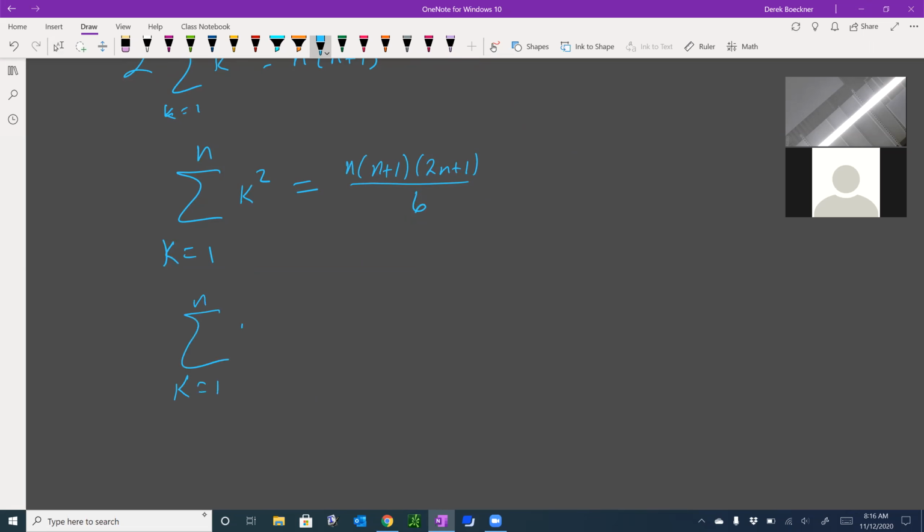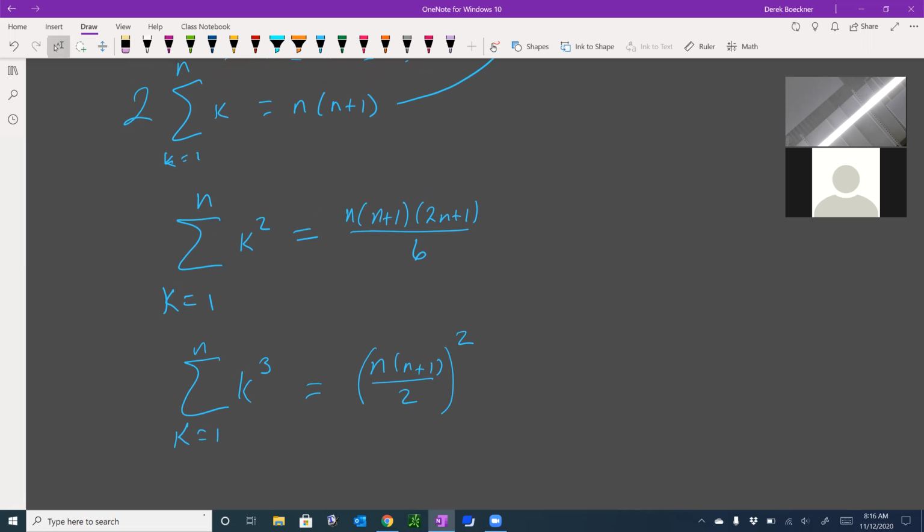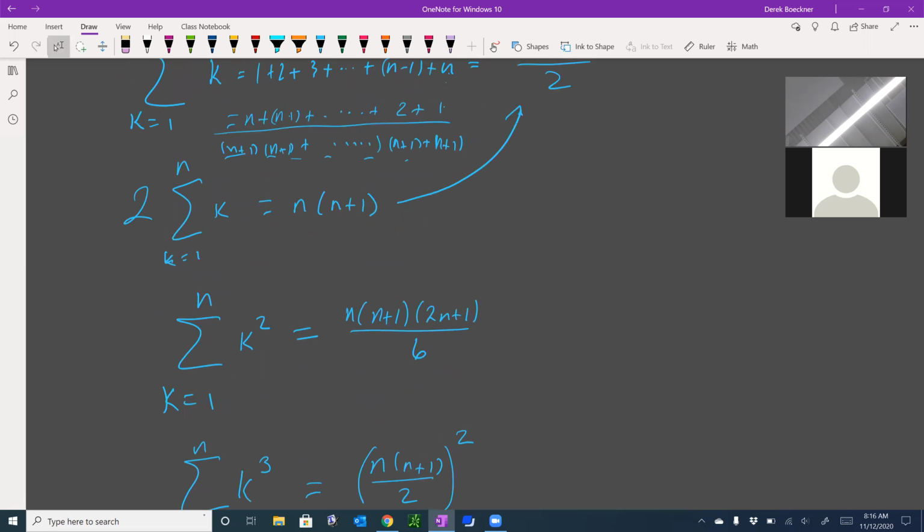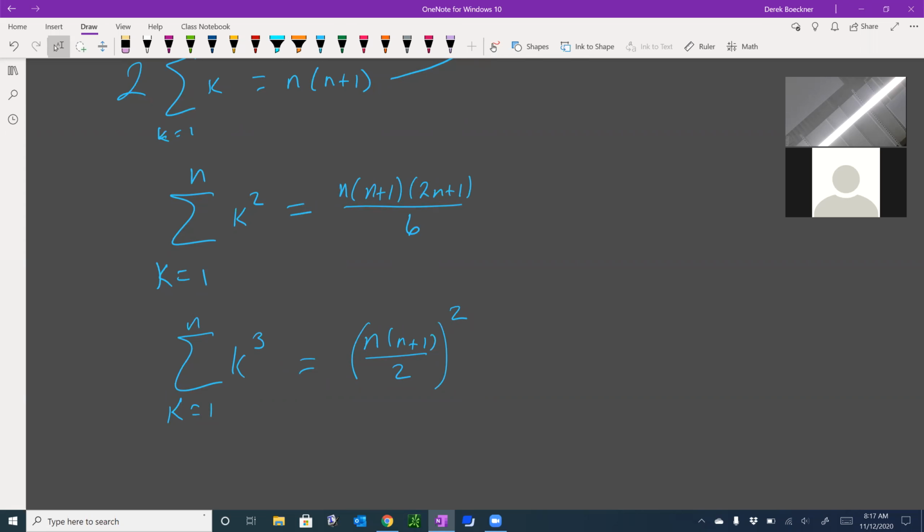K equals 1 to n of k cubed. That's n plus 1 over 2, squared. And there are some reasons why this guy is the square of this guy, but they're a little subtle. But those are three summations that are going to be kind of nice for us to know when we're doing this integration stuff here.